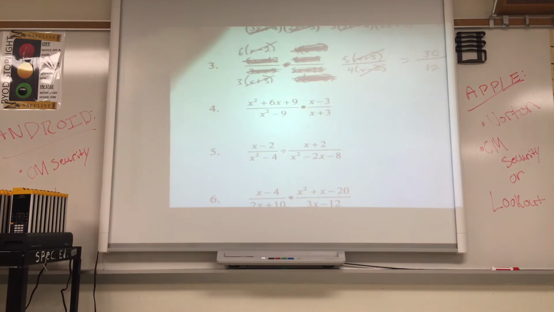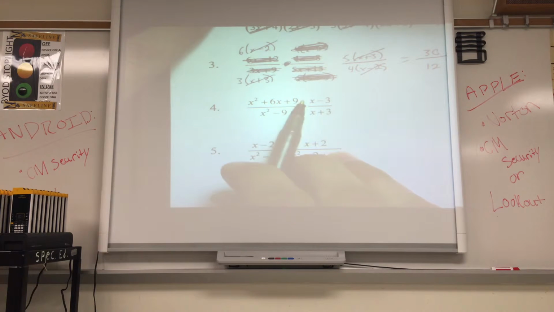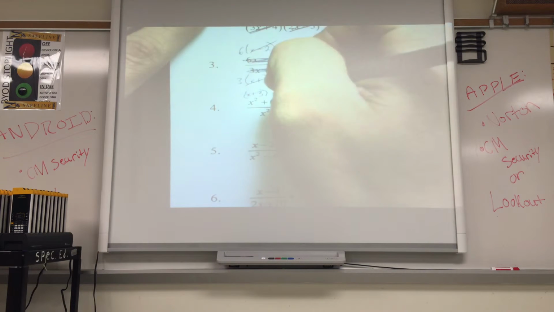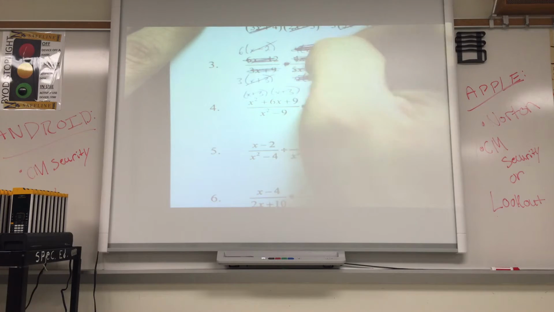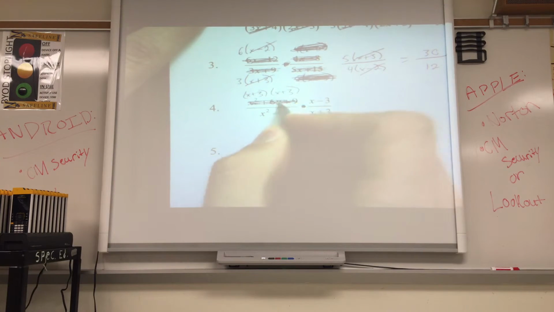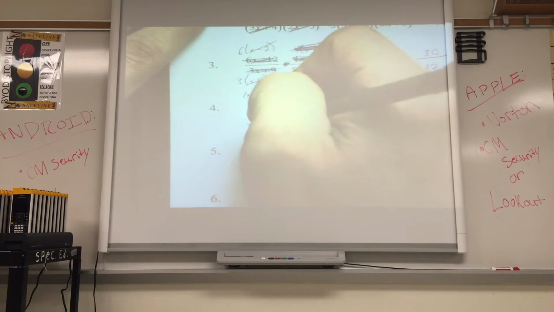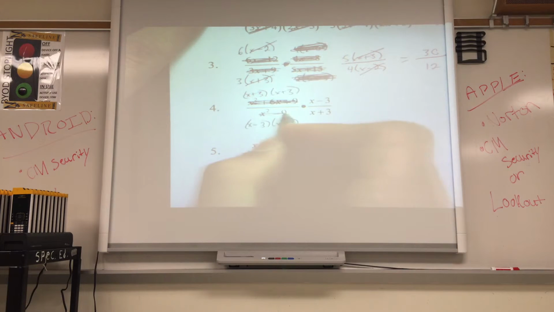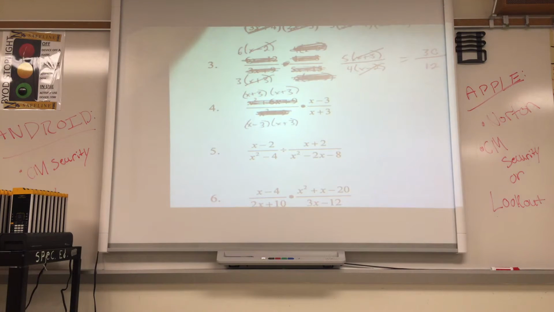Okay, next one. Trinomial. So I have two numbers that multiply to be 9, add to be 6, x plus 3, x plus 3. So if I multiplied that out, I should get right back to where I was. Difference of squares, binomial. x minus 3, x plus 3. Guys, and if you have trouble factoring, then go back and watch my video on factoring.